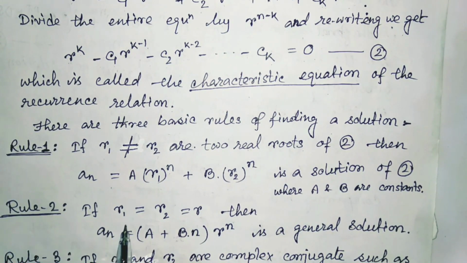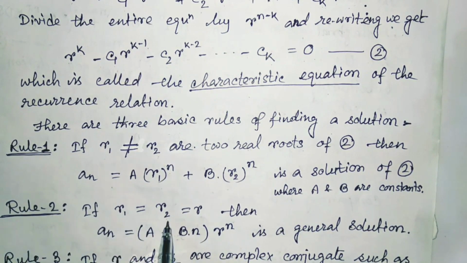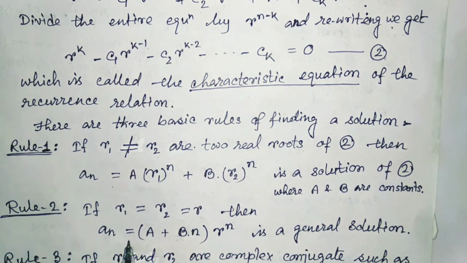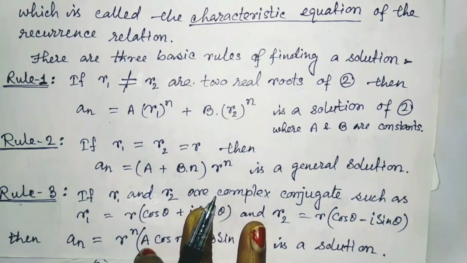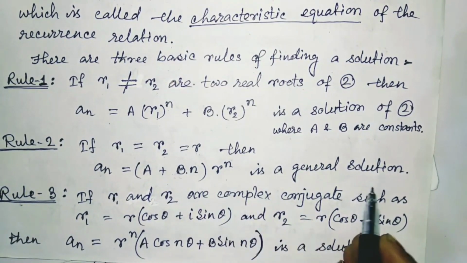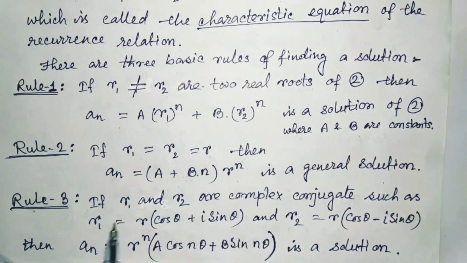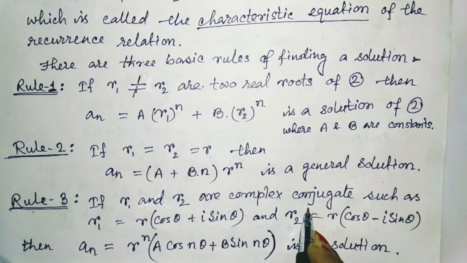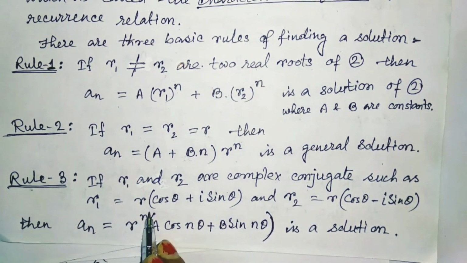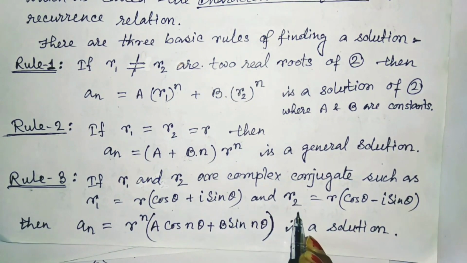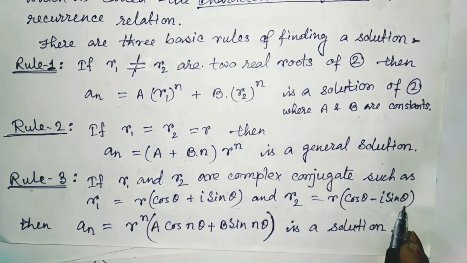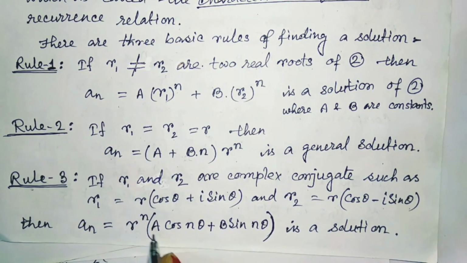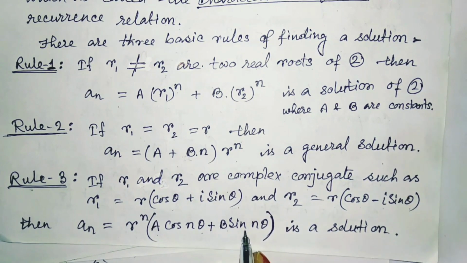Next rule is r1 equal to r2. That means both the roots are same. That one we can call r. Then a(n) = (a + bn) r^n is the general solution. Next, if r1 and r2 are the 2 roots which are complex conjugates, such as r1 = r(cos theta + i sin theta) and r2 = r(cos theta - i sin theta), then its solution is a(n) = r^n (a cos n theta + b sin n theta).